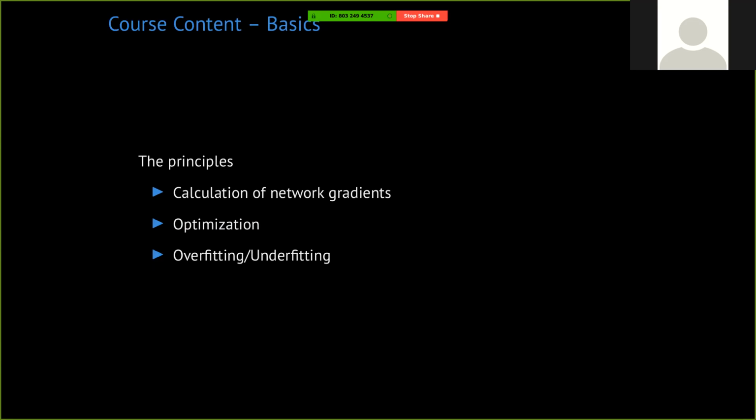I will cover the following content in this course. The first part is about principles of all neural networks. For example, how to compute network gradients, how to optimize our neural network, and how to overcome the overfitting and underfitting problems in the context of deep learning. By the way, I'm going to teach you the tools for constructing neural networks, such as TensorFlow and PyTorch.